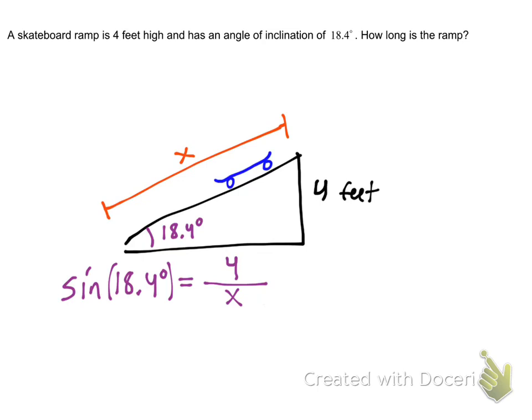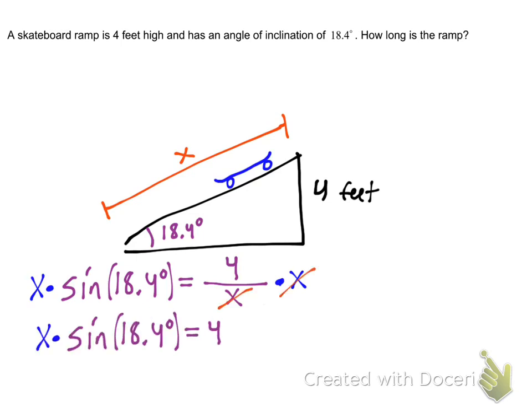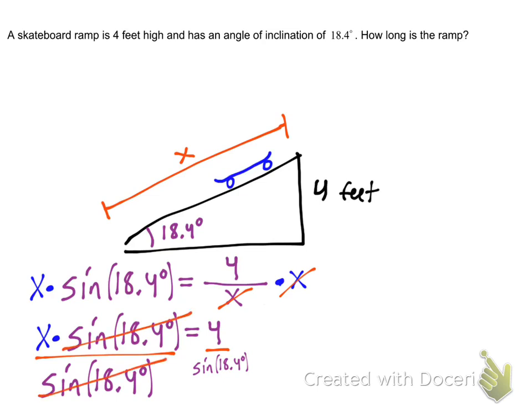X is in the denominator. If x is in the denominator, I've got to multiply by x to get it out of the denominator. Don't be one of those people who multiplies by 4 expecting the 4's to magically disappear. No, we need to multiply by x. And once we've done that, then we can divide by sine of 18.4. Once we've done that, we can type that in the calculator, and that right there is what I want you to type and come to class with your answer.